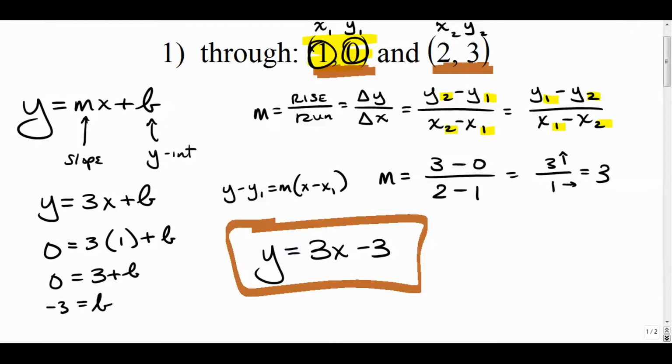And there are a couple different ways to check that. You can literally just plug them back in. Plug them back into this equation and see if they work. Let's check this one. We already checked (1, 0). Let's check that one. So 3 should equal 3 times 2 minus 3. Does 3 equal 6 minus 3?